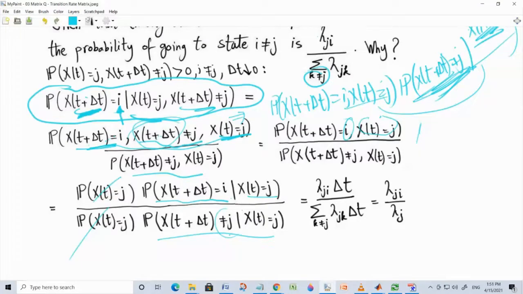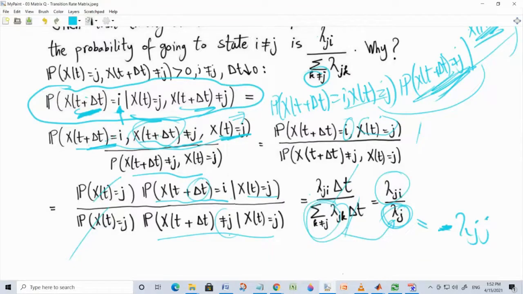And basically we have these probabilities happening over an infinitesimal time. All of them can be written in the form of a transition rate multiplied by delta t, and so delta t will cancel with delta t. So you will have lambda ji in the numerator, and in the denominator we will have the sum over all the other lambdas, lambda jk, excluding lambda jj. Okay, so this is lambda ji over lambda j. Remember that this is equal to minus lambda jj.